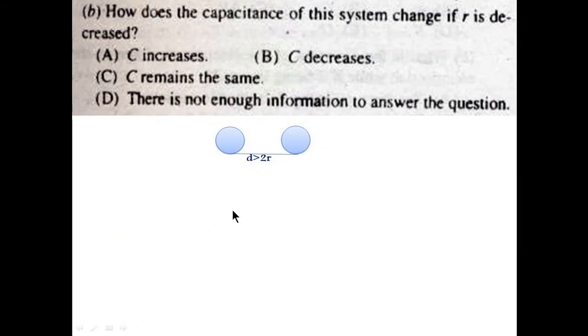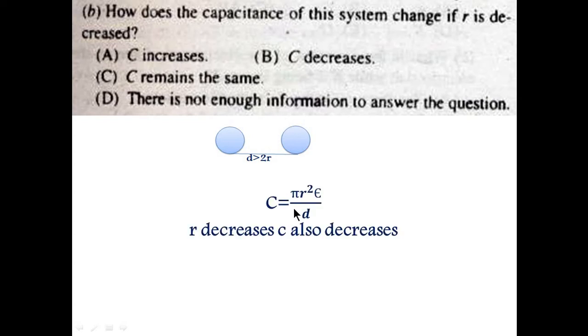Question number 3 part B is, how does the capacitance of this system change if r is decreased? Capacitance increases, capacitance decreases, or it remains the same, or not enough information to give the answer. As we know, the capacitance is equal to area times epsilon naught by D. So the area, for this spherical shape, is pi r square.